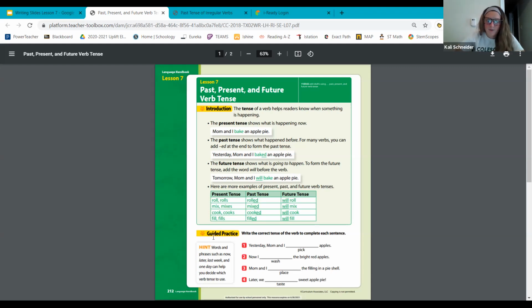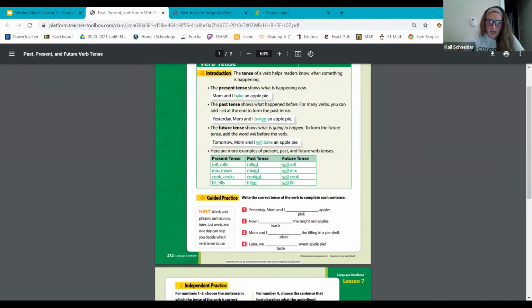For our guided practice, it says write the correct tense of the verb to complete each sentence. So let's go ahead and look. Hint, words and phrases such as now, later, last week, and one day can help decide which verb tense to use. Yesterday was in the past, so I think I need to add ed probably. Mom and I pick apples yesterday. So pick, I need to add the ending ed because it happened in the past. Because yesterday's in the past, it'd be picked. Yesterday, Mom and I picked apples.